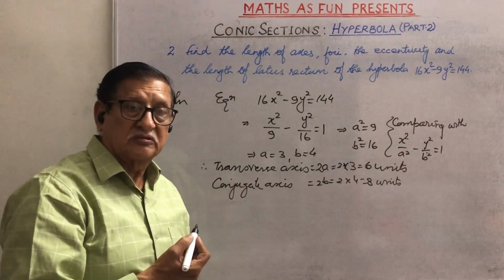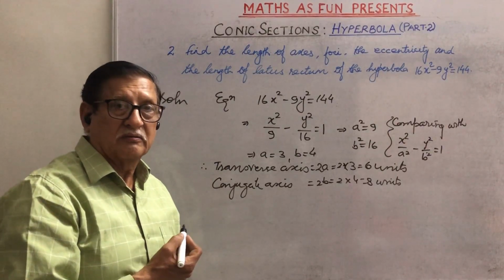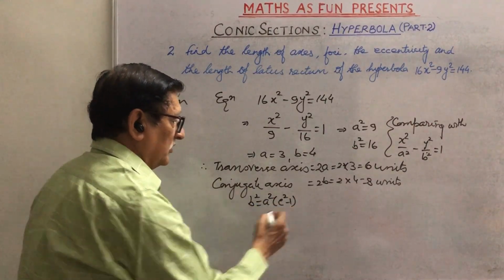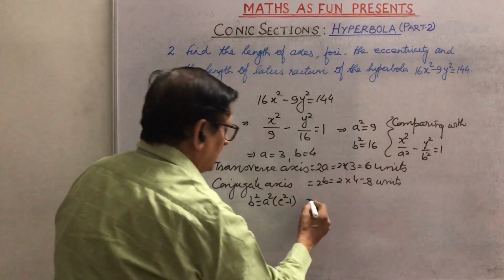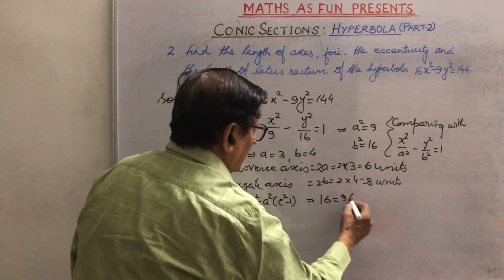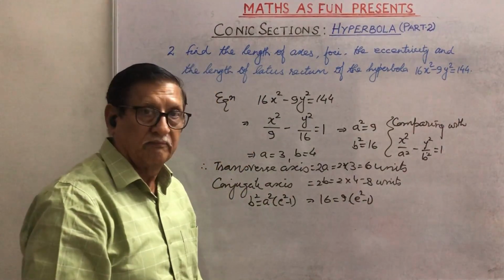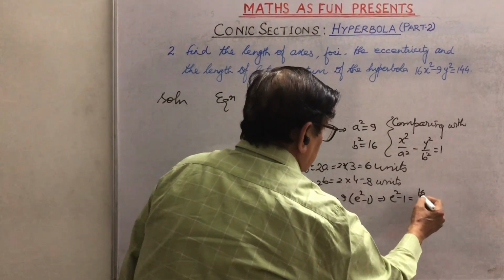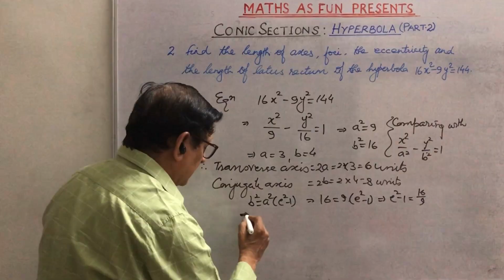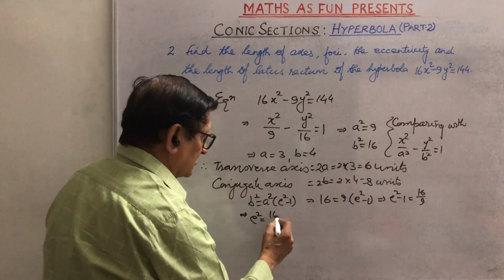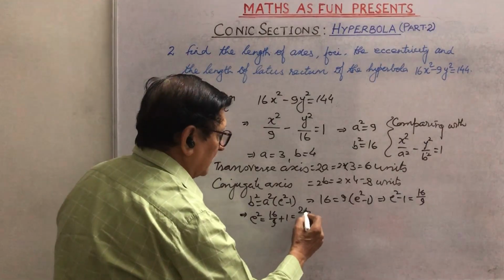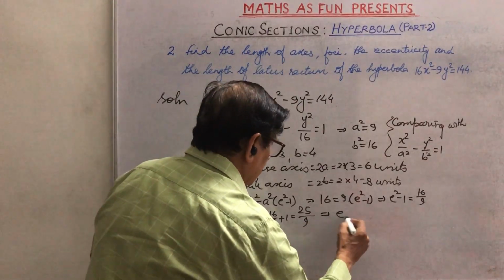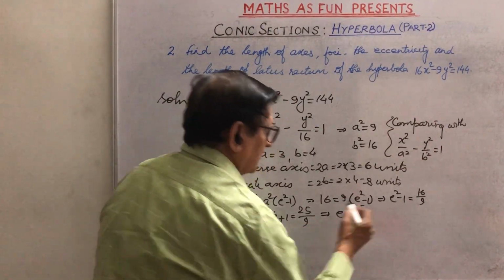Now we have to find out the eccentricity and the foci. We know that b square is equal to a square into e square minus 1. Substituting these values, we are getting 16 is equal to 9 into e square minus 1, which gives us e square minus 1 is equal to 16 upon 9. Or we can say e square is equal to 16 upon 9 plus 1, which is 25 upon 9. This gives us e is equal to 5 upon 3.